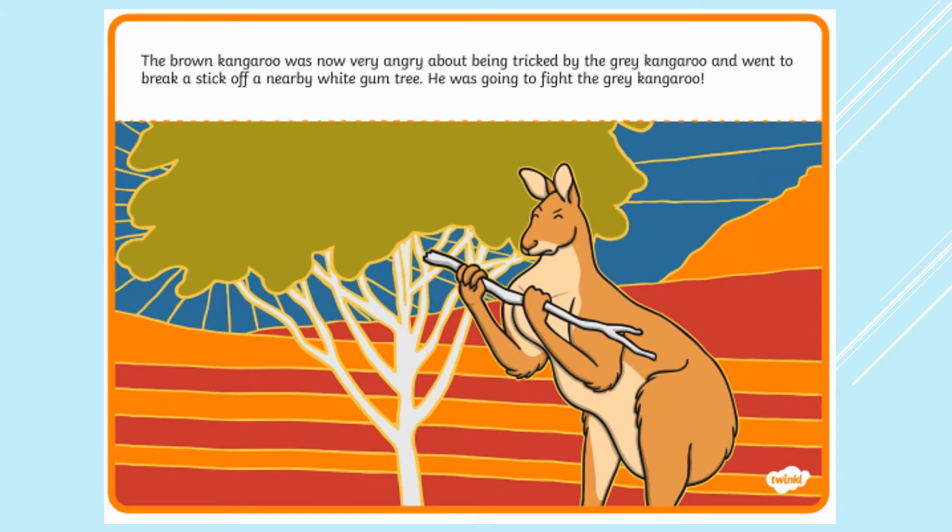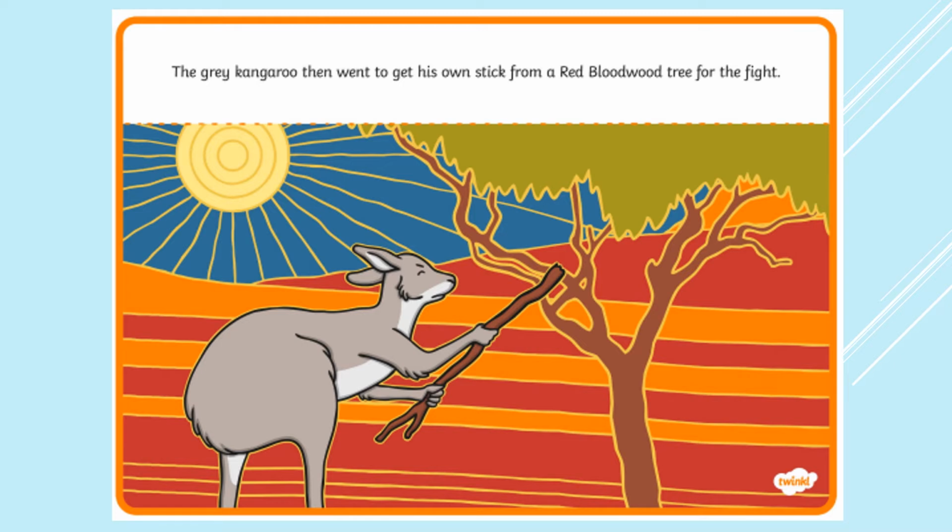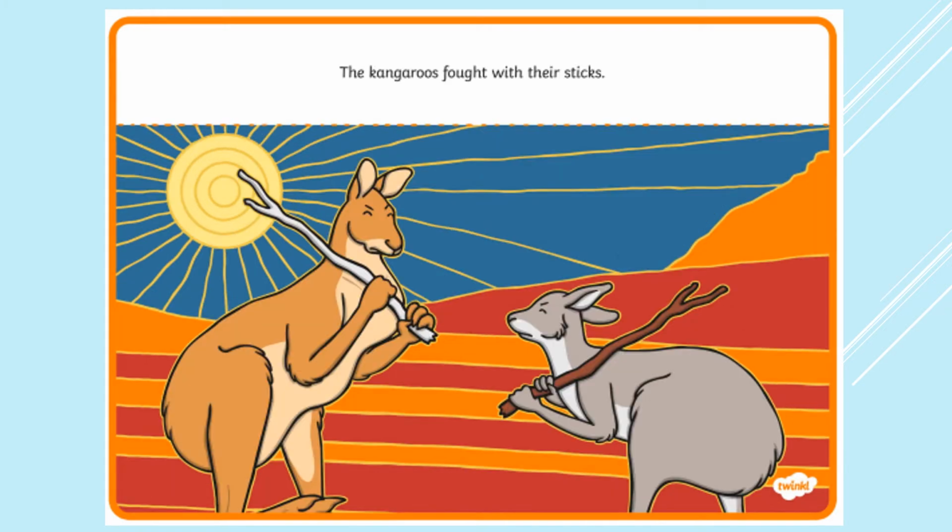The brown kangaroo was now very angry about being tricked by the grey kangaroo and went to break a stick off a nearby white gum tree. He was going to fight the grey kangaroo. The grey kangaroo then went to get his own stick from a red bloodwood tree for the fight. The kangaroos fought with their sticks.